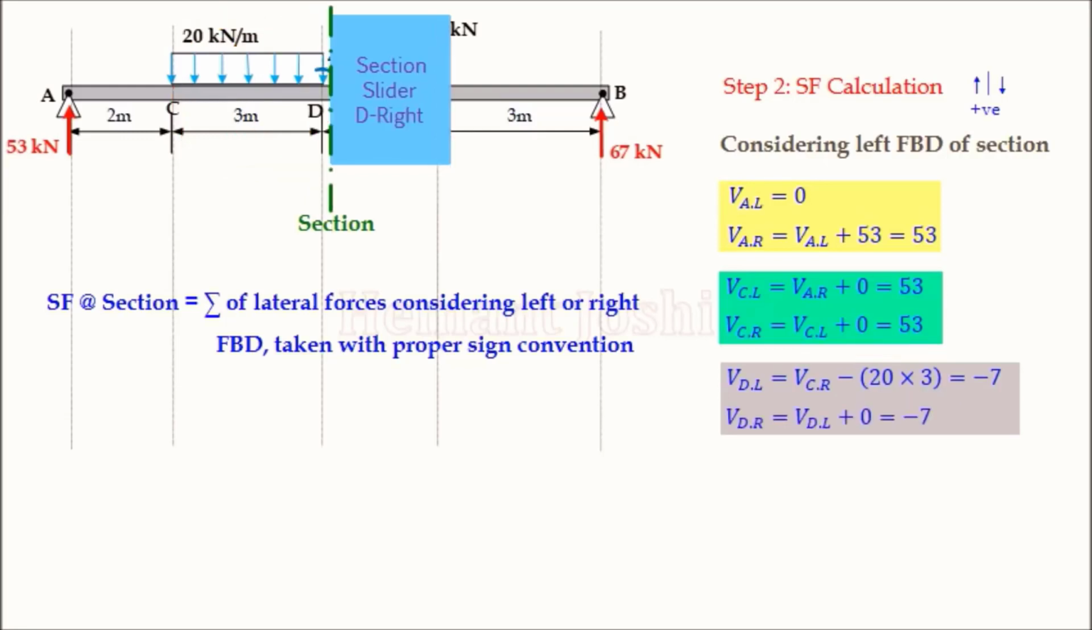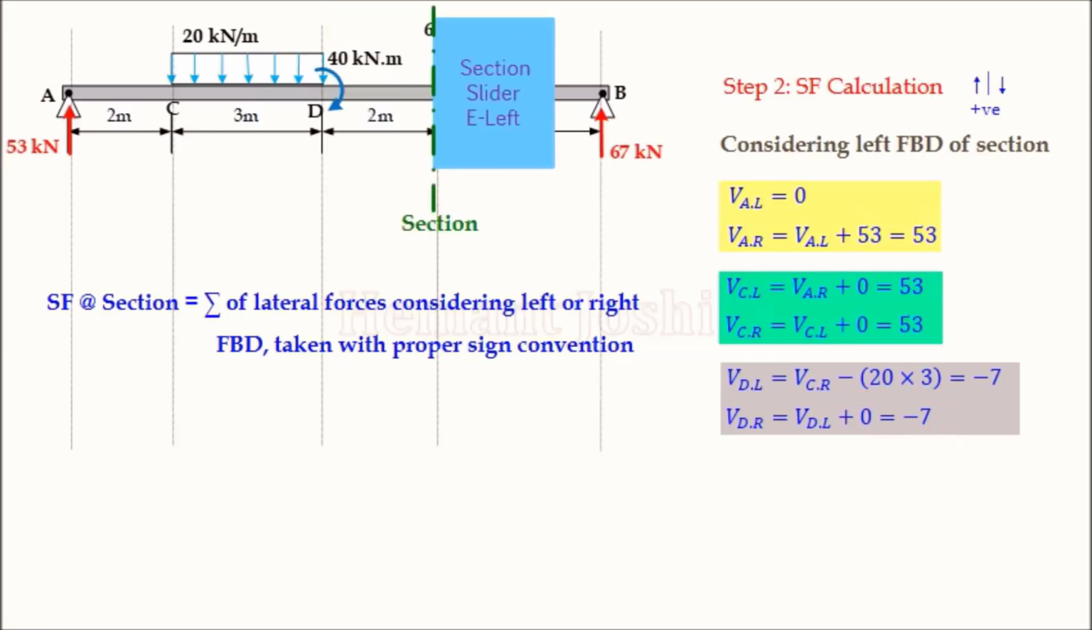After D left, just write D right. So D left I am having, D right is here. Between these two there is no point load, nothing is happening. So original value is taken and newcomer is 0. So answer remains minus 7.